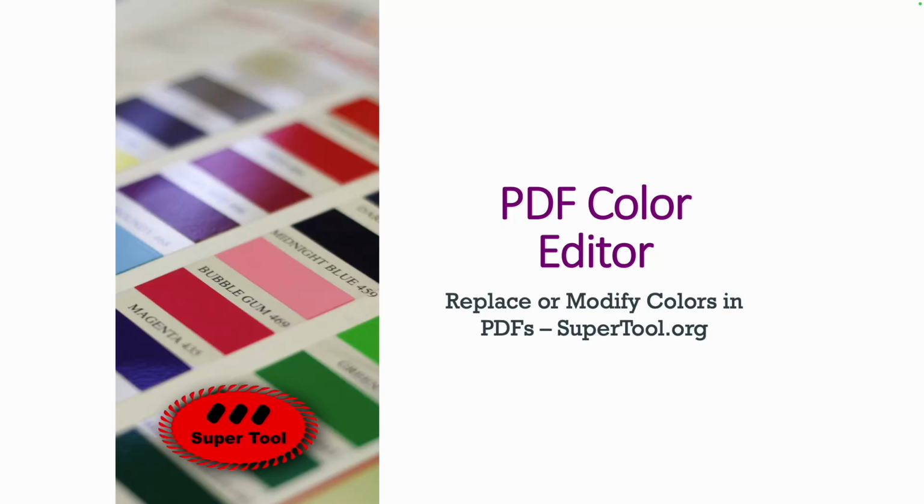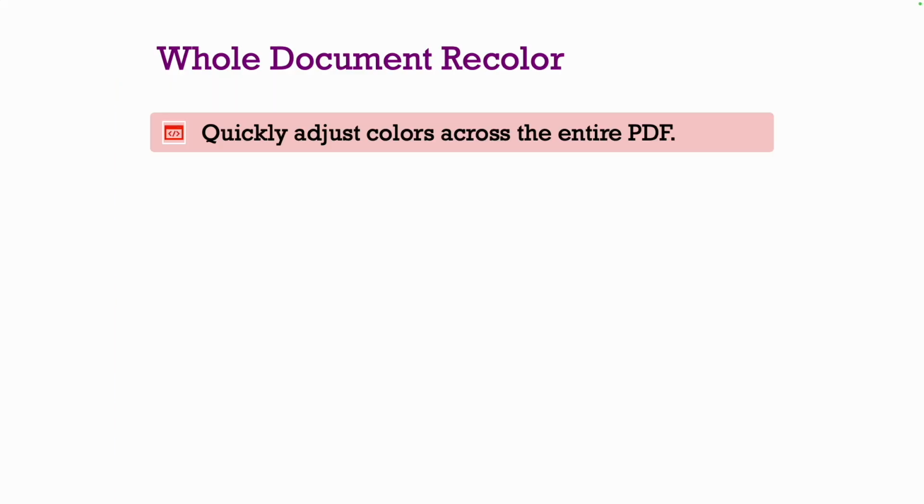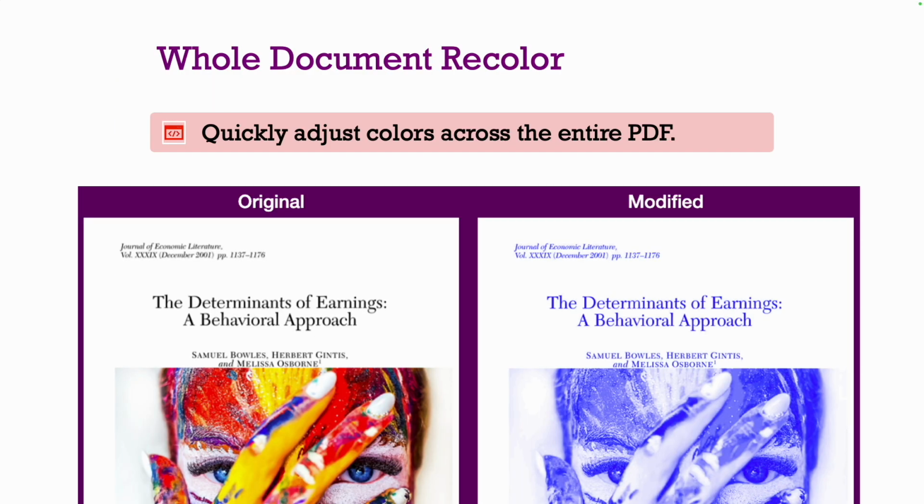Today is going to be about changing the colors in PDF documents. Quick examples here. What if we wanted to change the whole document for multiple colors? Like on the left, we have the original document, which was black and red and yellow, white. We've changed it all to gradations of blue.